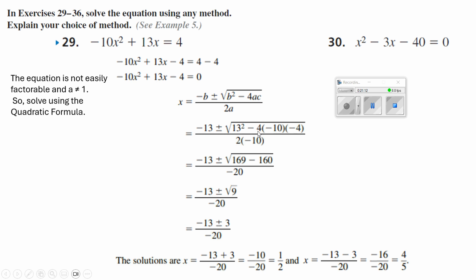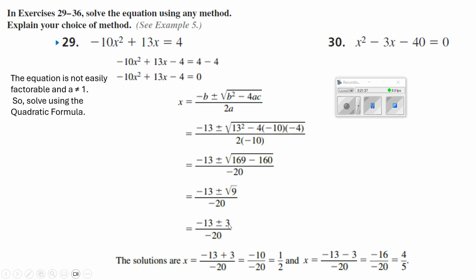Now I've got negative 4 times 10. I'm going to make this easy. Negative 4 times negative 4 is positive 16. 16 times negative 10 is negative 160. So now I got 169 minus 160. That is going to leave me with 9, right? And of course, 2 times negative 10, that's negative 20. The square root of 9 is 3.